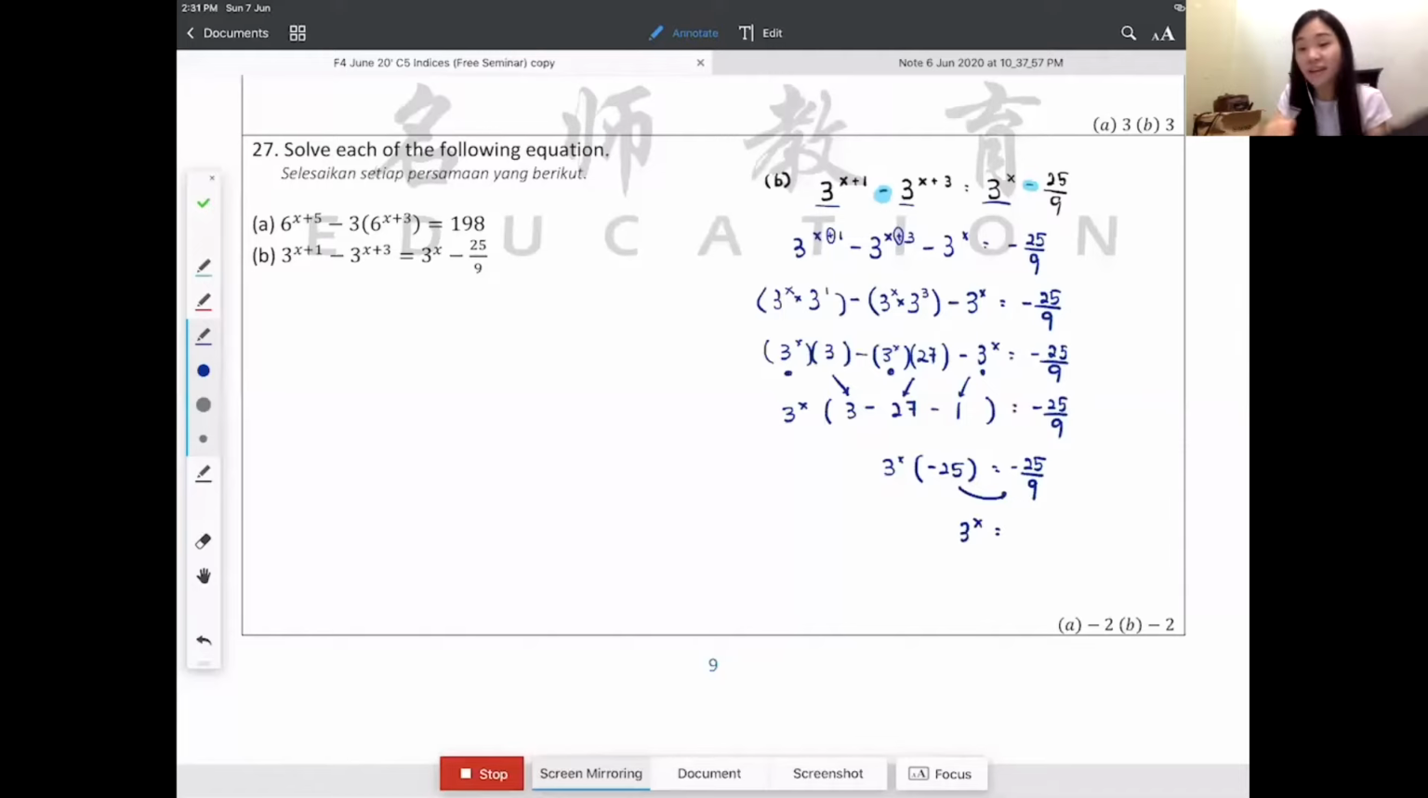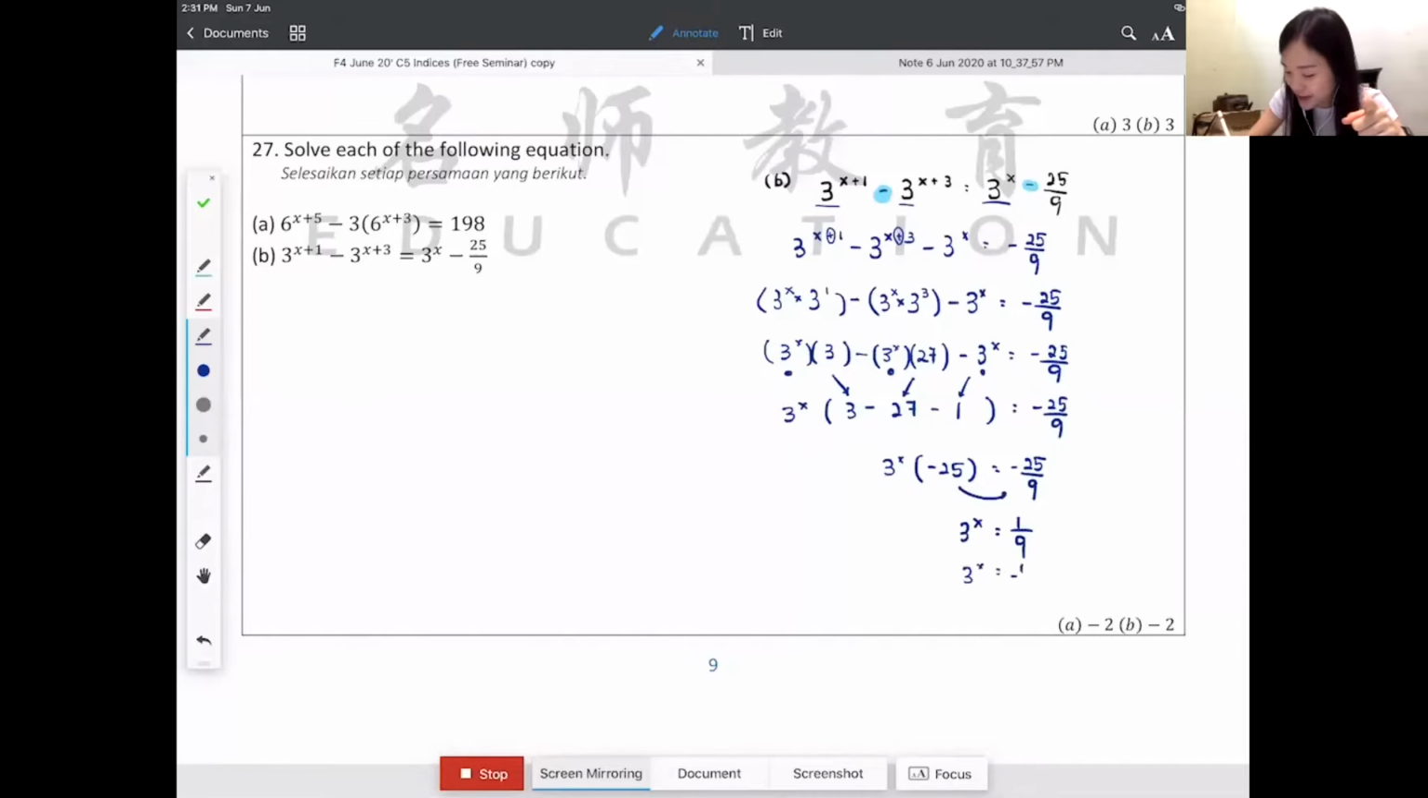Don't tell me open bracket. You can move it over. So negative 25 over 9 divided by negative 25, isn't it positive 1 over 9? Ta-da! The moment I get positive 1 over 9, I feel like this question is full of hope again, because I see 3 and 9, and both of them can become the same base.